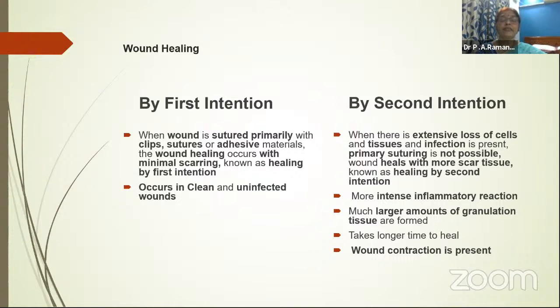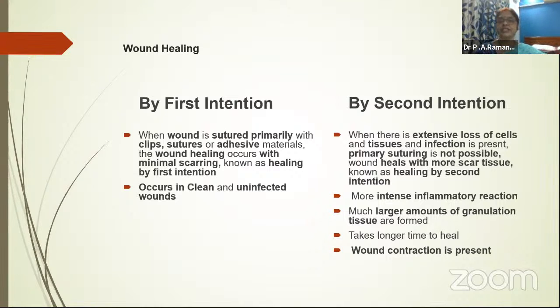This occurs in a surgical scar. When it is closed, this will heal with the primary intention. This occurs in clean and uninfected wounds. So healing with minimal scarring is called primary intention. This occurs in a primary surgical wound. Any cuts that can occur by trauma also, if there is no infection, they heal with minimal scarring. Just a line may be there, that's all.